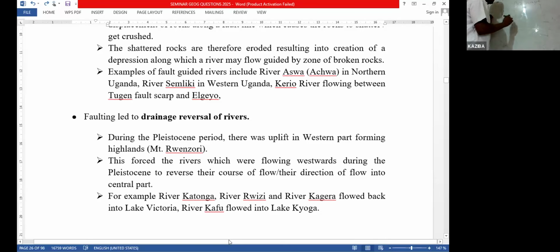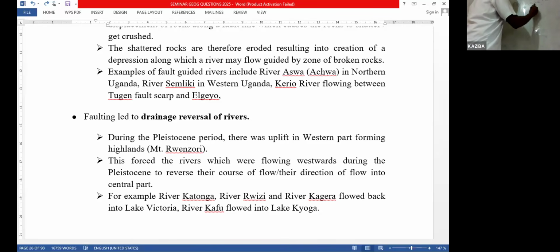Now what happened? We had the formation of a Rift Valley in eastern Uganda. And this Rift Valley was formed as a result of compression. So the shoulders rose. When the shoulders rose, there was a formation of a Rift Valley in central Kenya, and the shoulders of the Rift Valley rose.